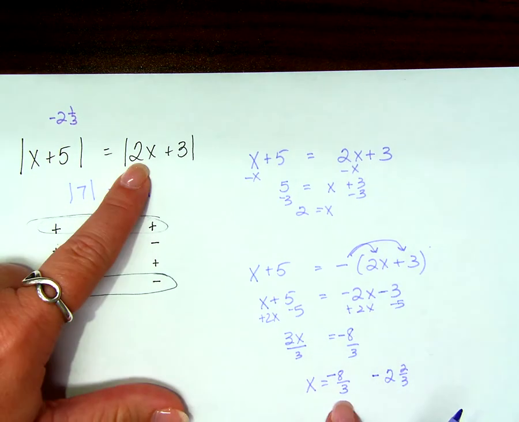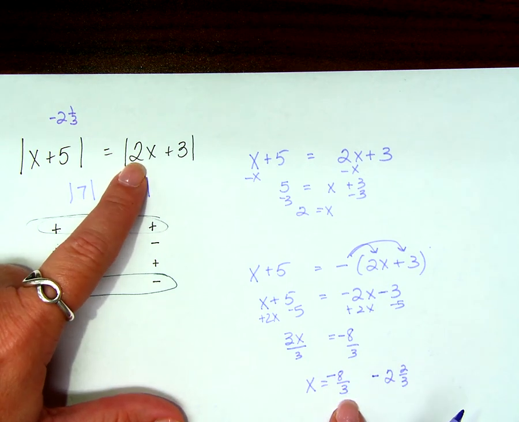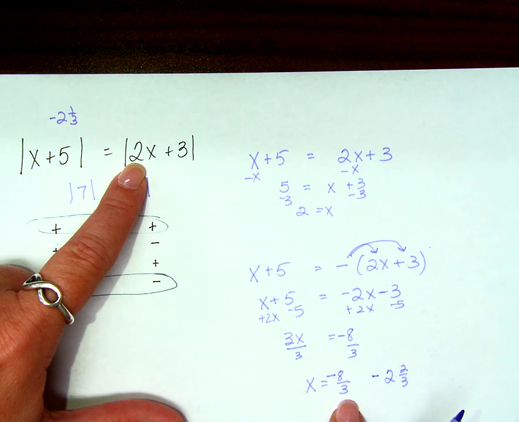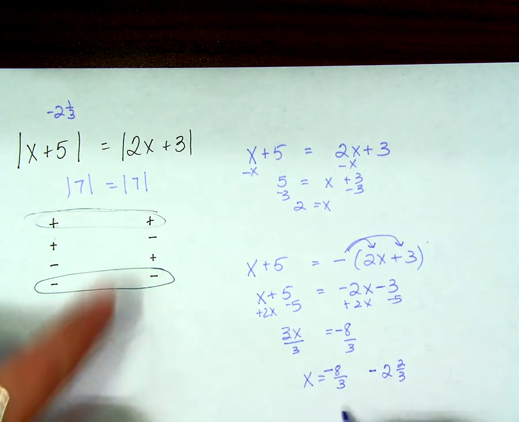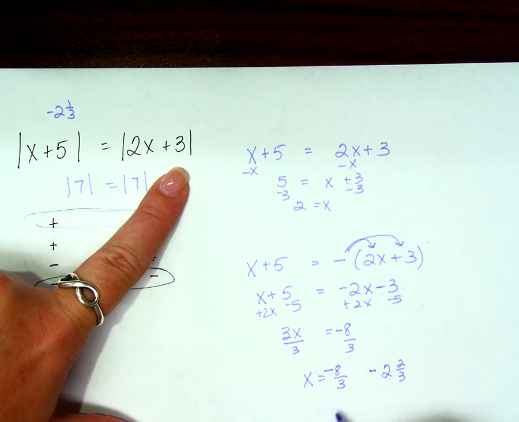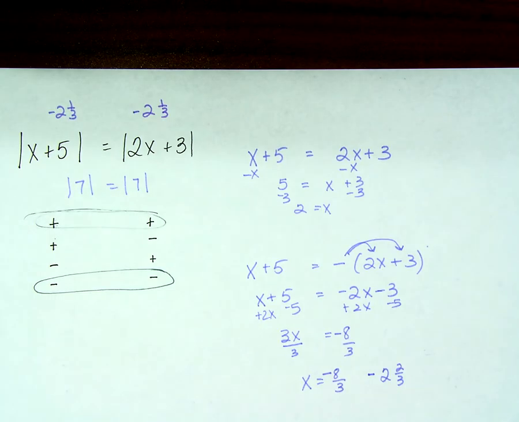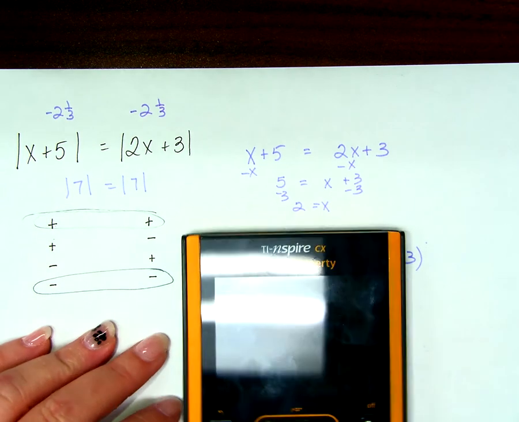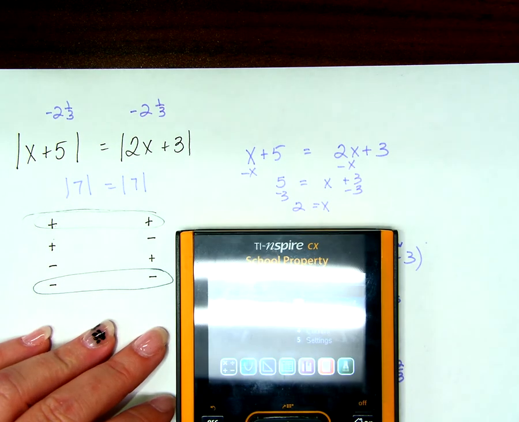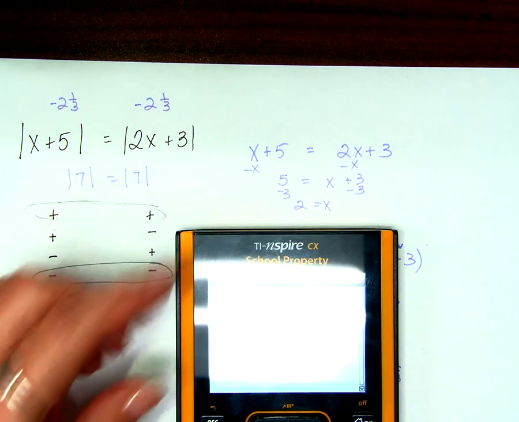Over here on this side, negative 8/3 times 2, that's negative 16/3. Adding 3 to it gives me negative 2 1/3. Okay, if you're completely uncomfortable with that, what could you do? Turn on the calculator. New document. Just in case you don't know how to math, I want to make sure you know how to check your work.